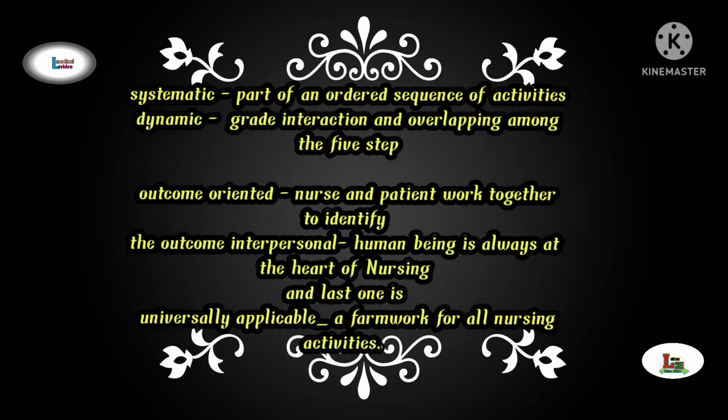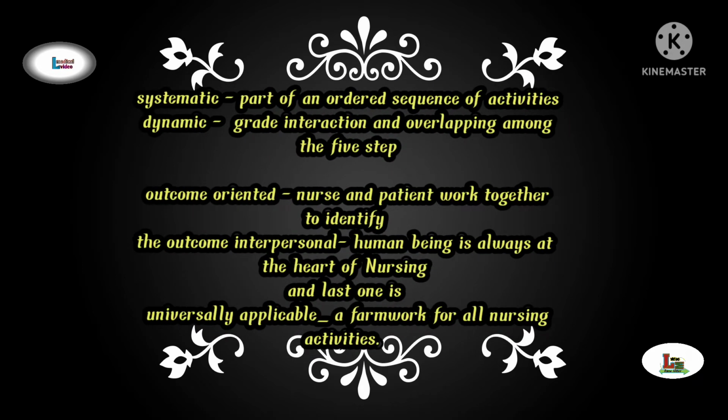First one is systematic. This is an orderly sequence of activities. And second one is dynamic. This is great interaction and overlapping among the 5 steps. Outcome oriented. This is nurse and patient working together to identify the actual cause. The next is interpersonal. Human beings are always the heart of nursing. And the last one is universally applicable, a framework for all nursing activities.